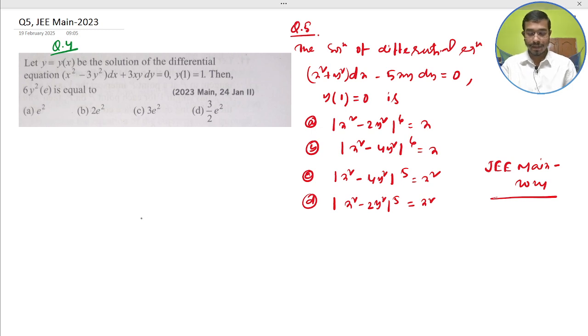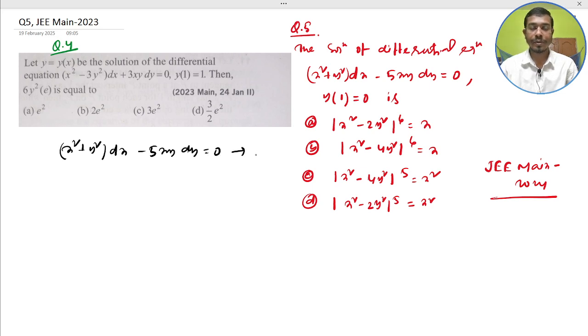So the given differential equation is in the form (x square plus y square) dx minus 5xy dy equal to 0. This is given. First rewrite it: dy/dx is equal to (x square plus y square) divided by 5xy. This is equation number 1.